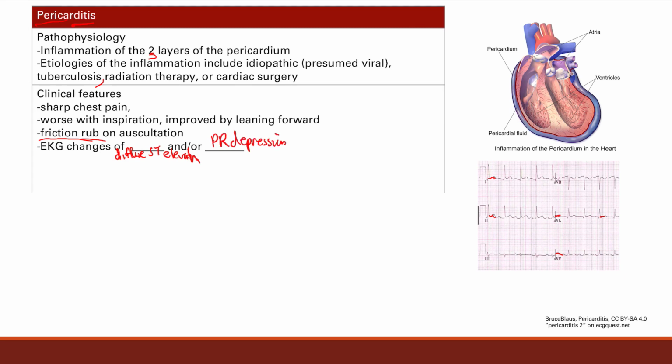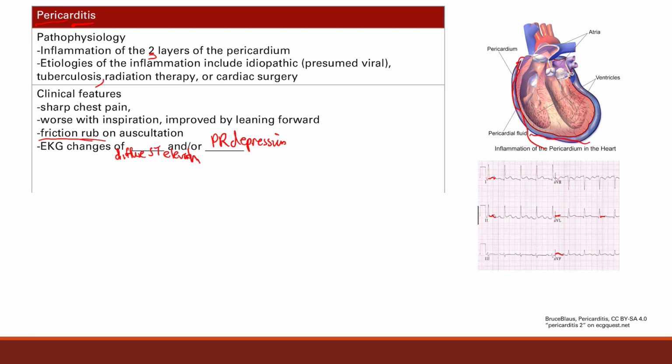So now that's important to note, because they might show you this picture, and they might be wanting to trick you into thinking it's MI. But now you know. Now you're not going to get tricked, because you're going to see that diffuse ST elevation, and you're going to know it's pericarditis, because of this diffuse inflammation of that whole pericardial sac.